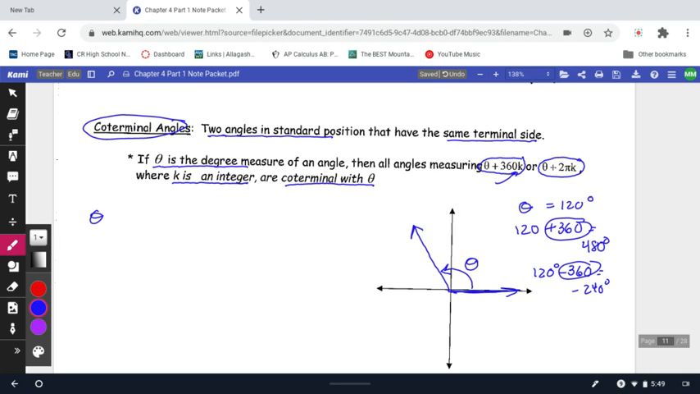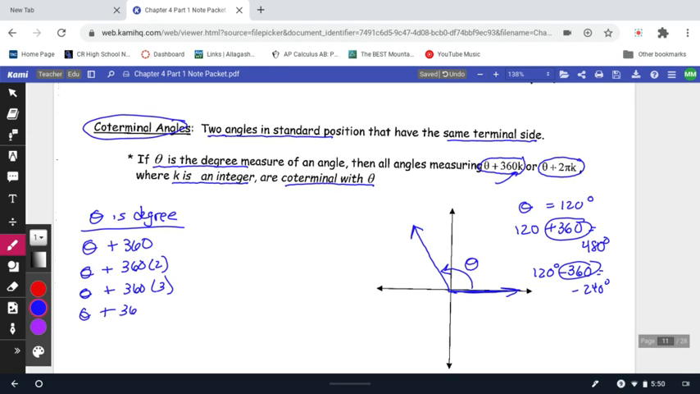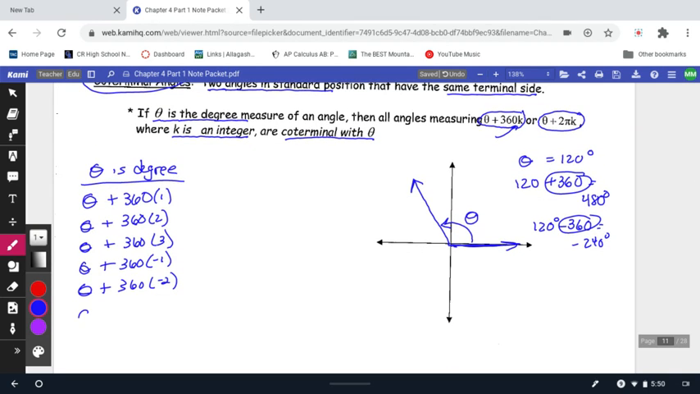So let's suppose theta is a degree measure for an angle. Well, if I did theta plus 360, I would get another coterminal angle. If I did theta plus 360 times 2, meaning went around twice, I'd get another coterminal angle. If I did theta plus 360 times 3, I'd get another one. If I did theta plus 360 times negative 1, I'd get a coterminal angle. Theta plus 360 times negative 2, I'd get another coterminal angle. So if I want every single one of them, I'd do theta plus 360 times k, where k stands for any integer I want to put in for that value right there. So this gives you all of the coterminal angles.